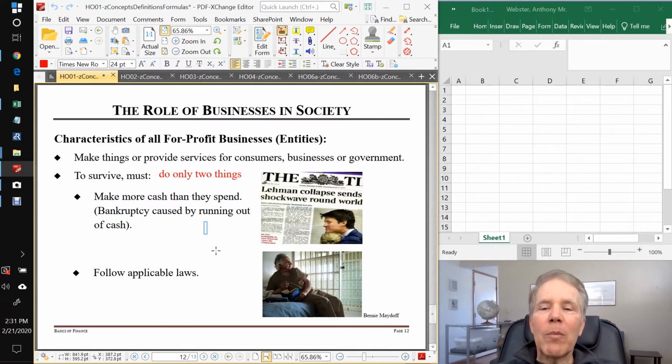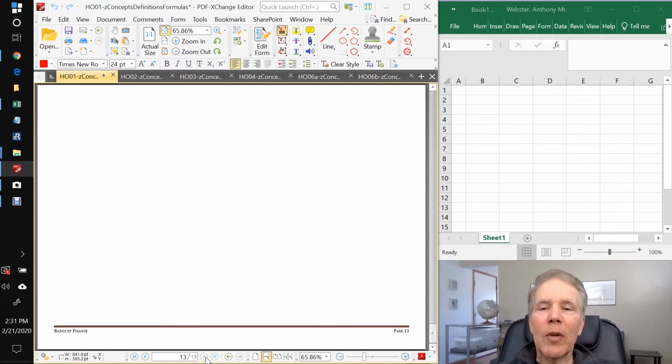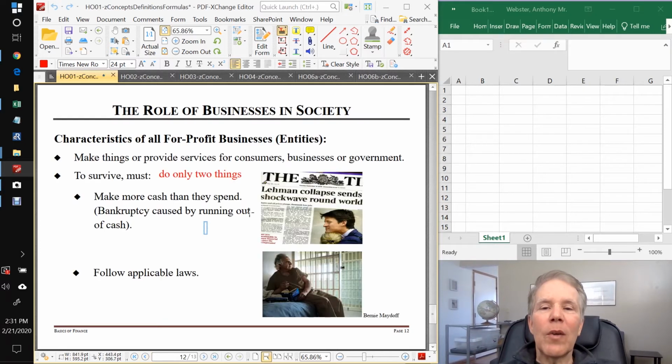Okay, so make more cash than you spend and follow applicable laws. And of course, we talked about you could choose to do much more than that. And we looked at some current examples about how the Business Roundtable is changing what they feel is important for any business in this country, from just doing these two things and maximizing shareholder value to doing these two things and maximizing stakeholder value, which is quite a profound change.